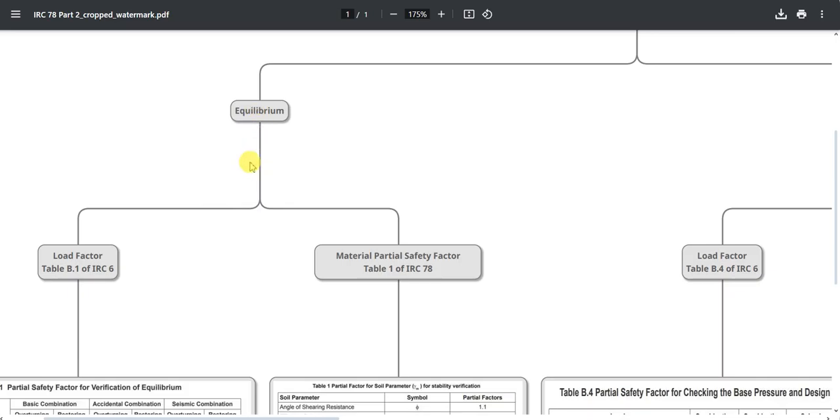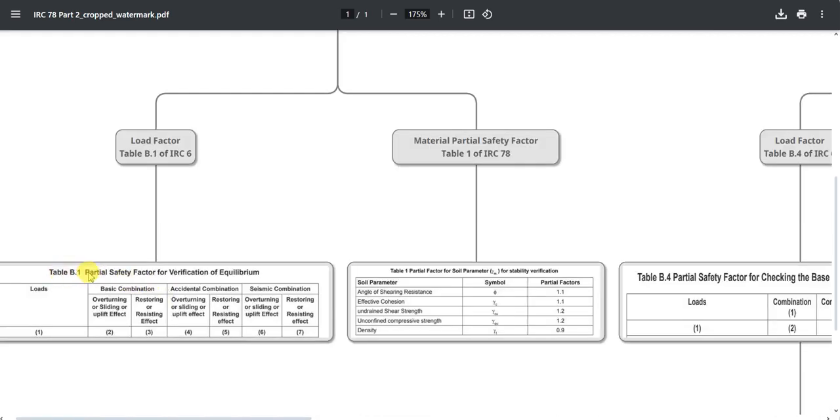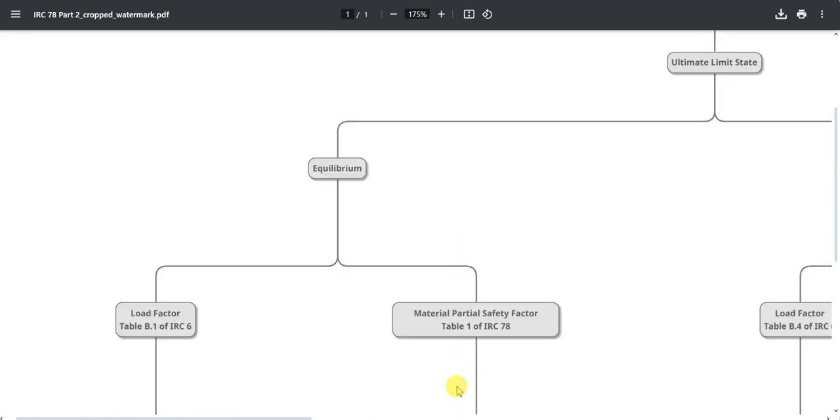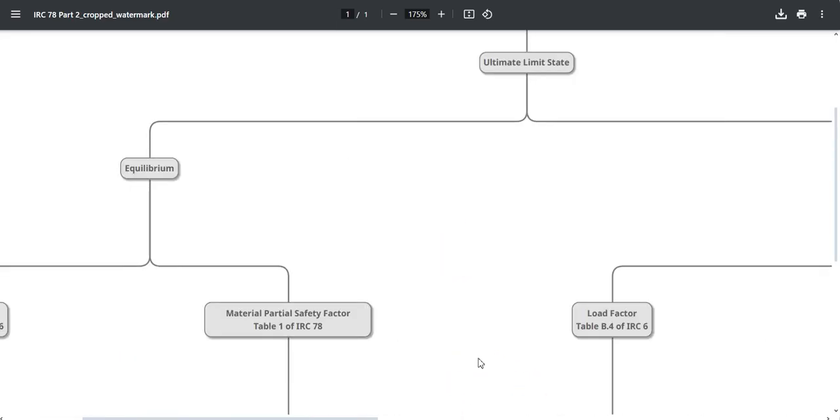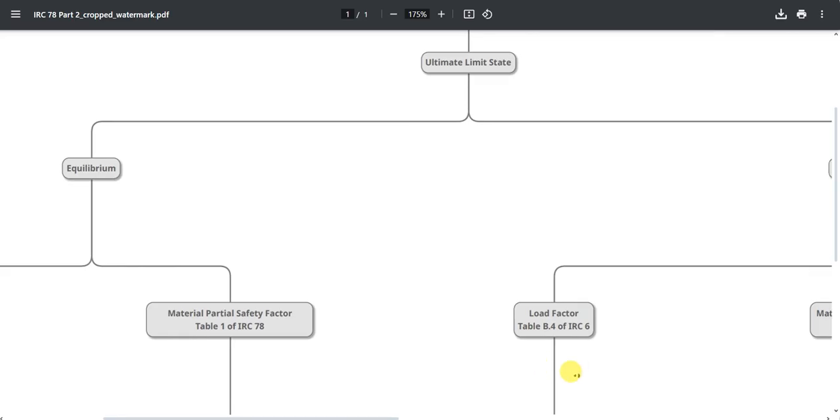The equilibrium check means the check for overturning, sliding, etc. For equilibrium, the code says that you take the load factors from Table B1 of IRC 6, the partial safety factors for verification of equilibrium, and you take the material partial safety factor from Table 1 of IRC 78. So you magnify the load based on IRC 6 and reduce the property based on IRC 78 Table 1. This was the check for equilibrium.